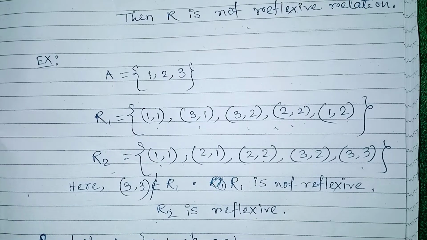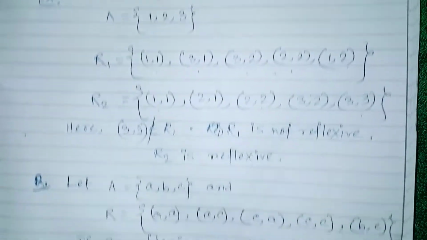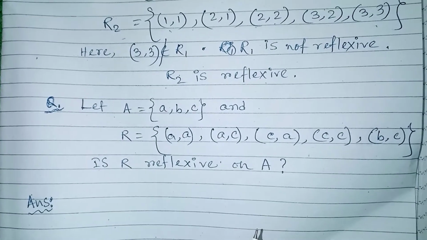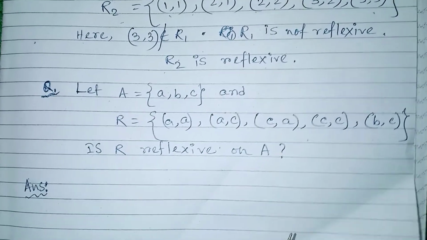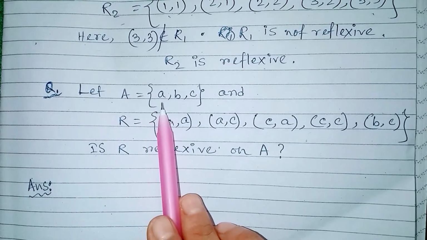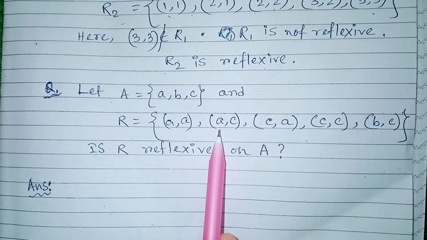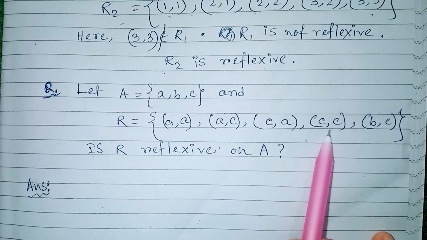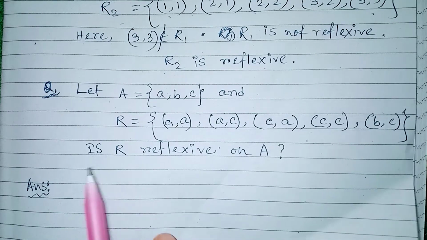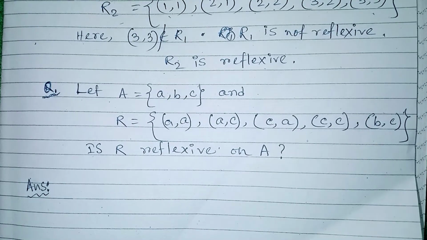I hope it's clear. Now we'll show an example and try to find out whether it is reflexive or not. Suppose A is given {a, b, c} and R is given {(a, a), (a, c), (c, a), (c, c), (b, c)}. Is R reflexive on A? What do you think?